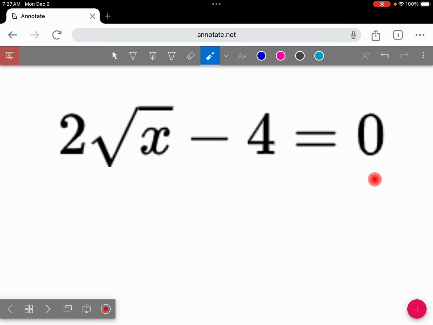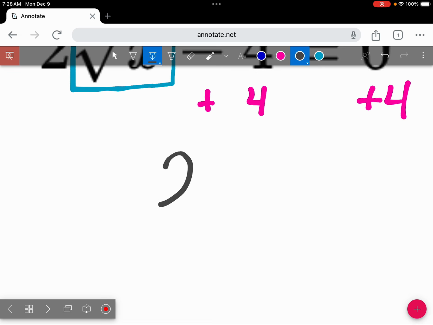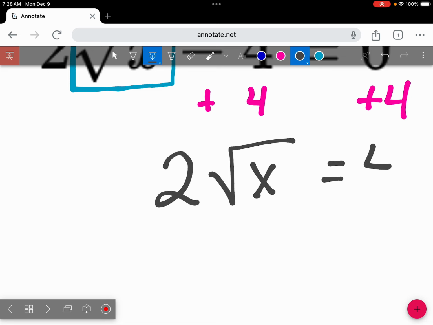Let's look at the one on the right. It's a very similar process to what we did in the bell work. I need to get my square root of x all by itself first. So I have 2 square root of x minus 4, what do we need to do first? Add 4. Perfection. I'm adding 4 to both sides of my equation. That's going to give me 2 times the square root of x equals 4.